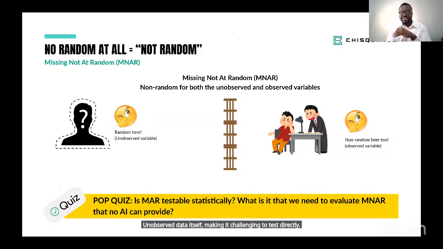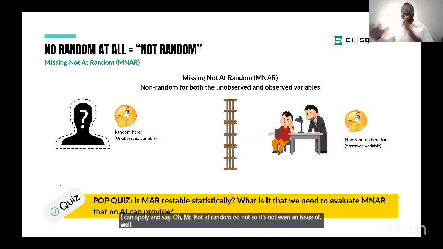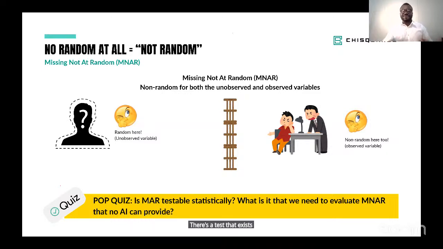Excellent. So this is an extremely important point. There is no statistical test that you can apply and say, oh, it's missing not at random. None. It's not even an issue of, well, there's a test that exists, but it's limited. No, what we're saying is there's no test. So the question then is, if there's no test, what can we use to indicate that it is MNAR?